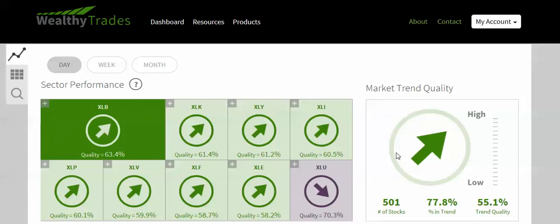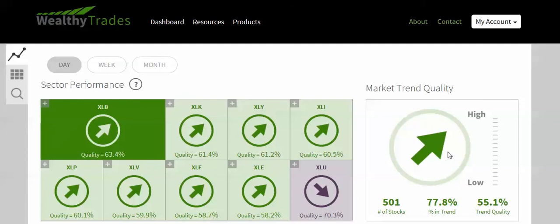I use the trend quality score on the Wealthy Trades dashboard to help me gauge my bias. So here's what I do. For example, today the market is moving up. I can very quickly see that out of the 501 stocks, 77.8% of those are moving in the direction of this arrow, so up, based on the pivot trend analysis that Wealthy Trades performs every single day, week, and month.